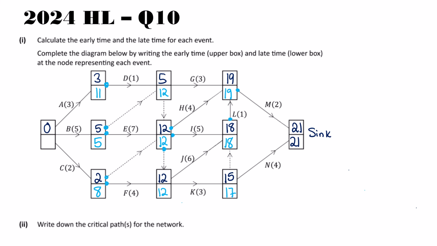is our correct answer. I then have 3 feeding in here. That is 11 take away 3, which is 8. I have 5 take away 5, which is 0, and I have 8 take away 2, which is 6. I pick the smallest, and I get 0. You should always get 0, 0 in this source node.